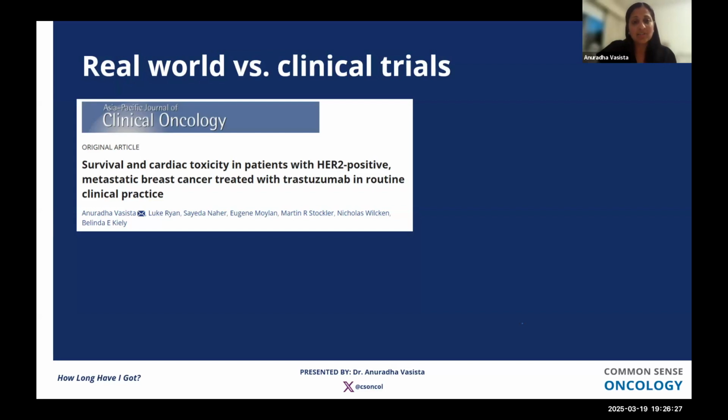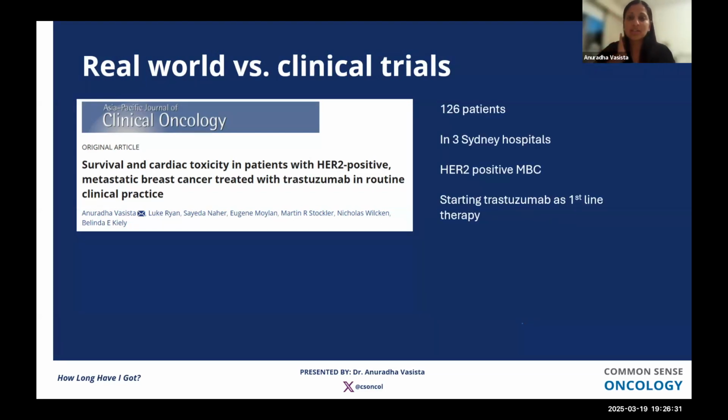And surprisingly, in these patients, we looked at the records of 126 patients in 3 Sydney hospitals, and they were starting trastuzumab as first-line treatment, so older data. However, in this population, the patients were older than the trial population, and most interestingly, 23% had brain metastases in this population compared to no one in the clinical trial space.